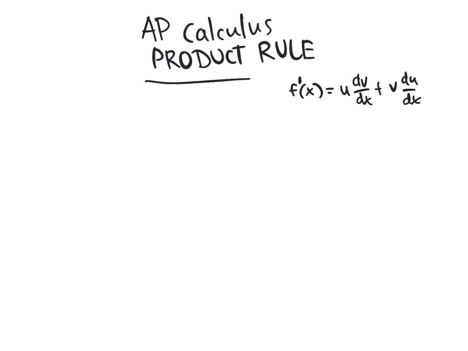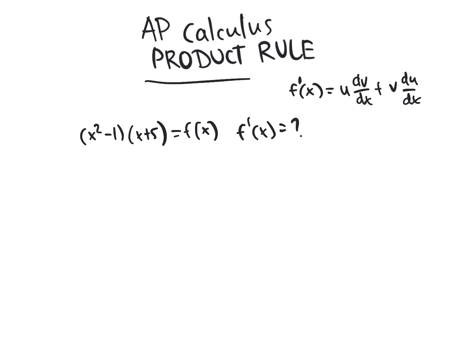Let's try this. x squared minus 1 times x plus 5. So that's equal to f of x. Now, what is f prime of x?